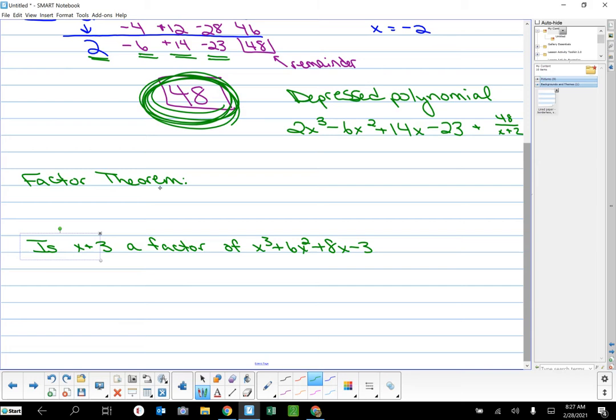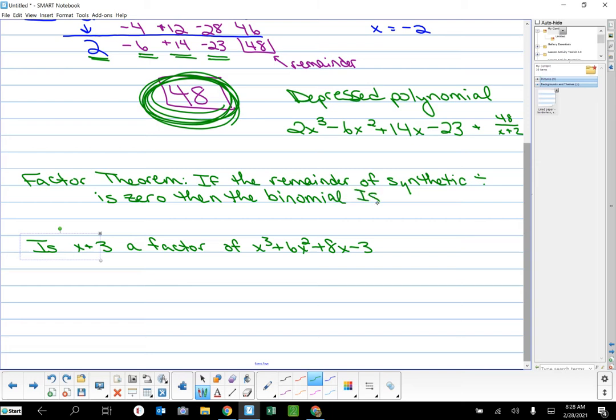And so what the factor theorem does is it says if the remainder of synthetic division is 0, then the binomial is a factor of the polynomial.